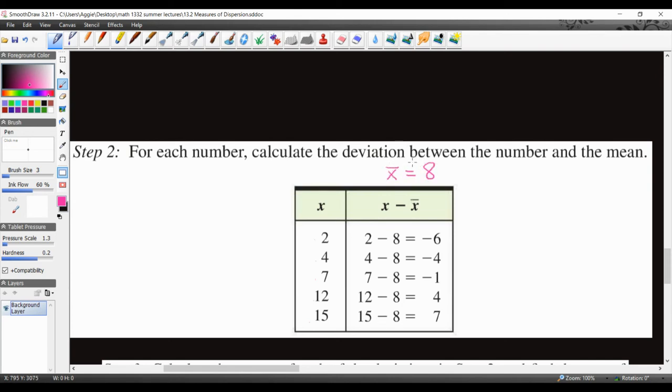That's what we calculated above. So we do 2 minus 8, negative 6. 4 minus 8, negative 4. 7 minus 8, negative 1. 12 minus 8, 4. 15 minus 8, 7. So just subtract it from these numbers, and that gives you these numbers right here.